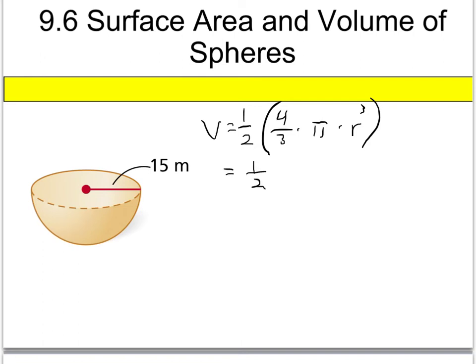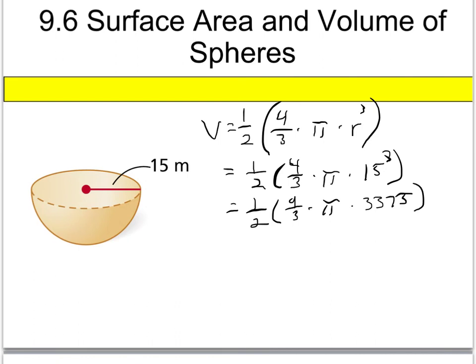So you have half times 4/3, plug in your r, which is 15 cubed. When we cube 15, we have half times 4/3 times pi times 3,375, when you take 15 times 15 times 15. Then, again, I'm going to take it step by step. I take 4 times 3,375, then divide it by 3, and I have 4,500, and my pi is still there. I'm still multiplying by pi.